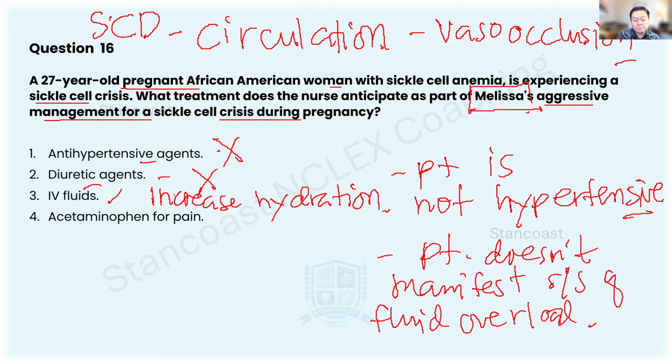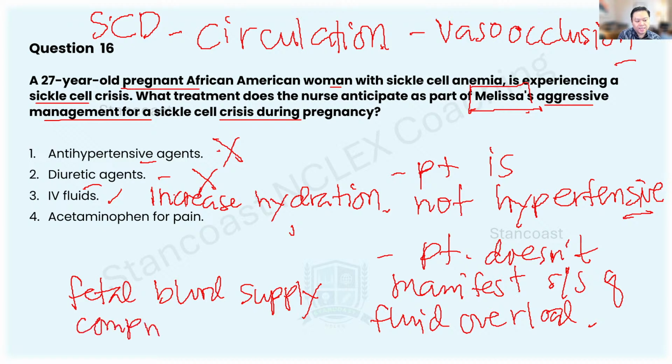Because if the mother does not get adequate hydration, what do you think will be the blood supply to the fetus? Fetal blood supply will be compromised as well if we are not going to deal with the hemoconcentration, or let's say the vaso-occlusion. So we need to give them IV fluids to prevent hemoconcentration. We need to address that, guys.